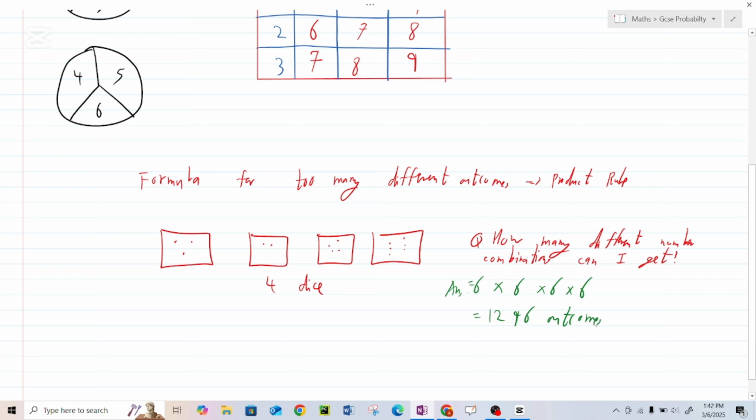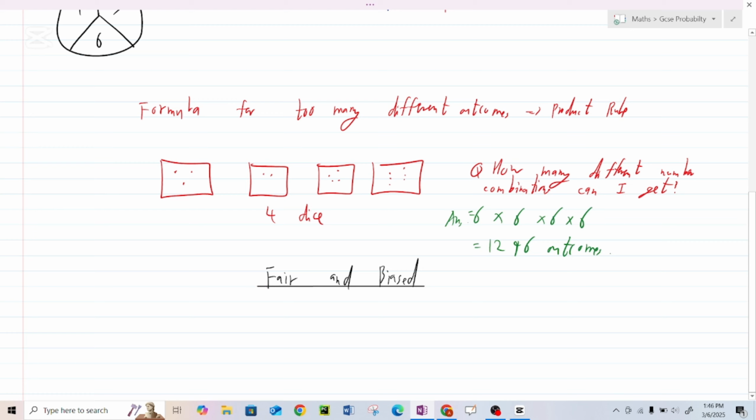So this is what I use if I want to get different outcomes for a large number of combinations like this.